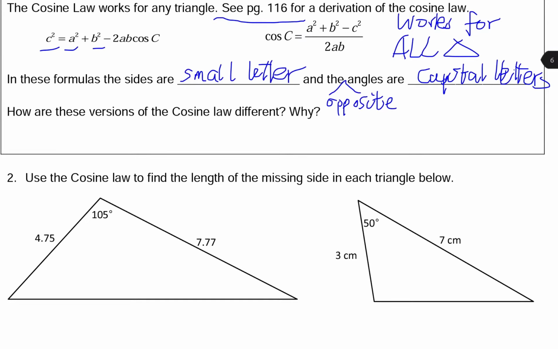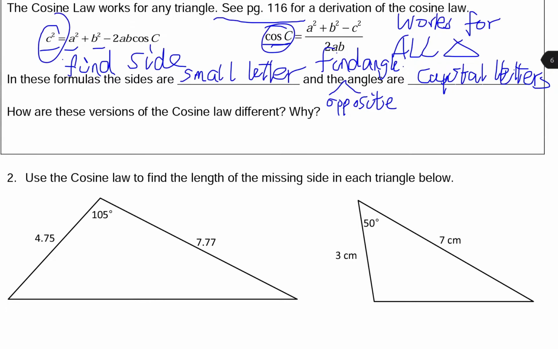Why do we want two different versions of the cosine law? Well, that is because we want to use the cosine law to find the angle or the side. If we're looking for the angle, we will use this one because the angle is by itself. So this is used to find angle, and this is used to find side, because side is by itself.